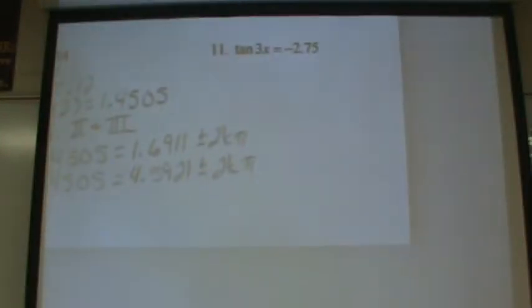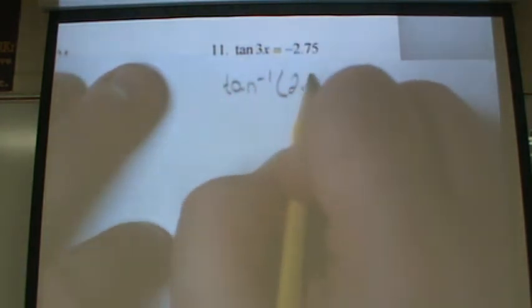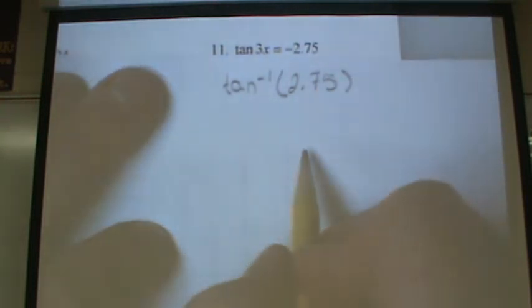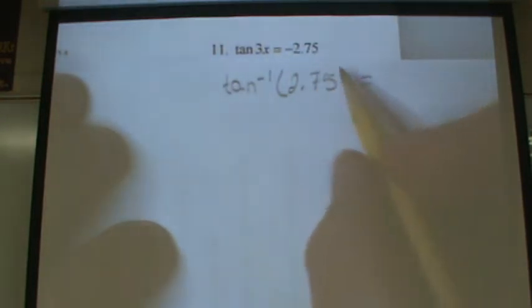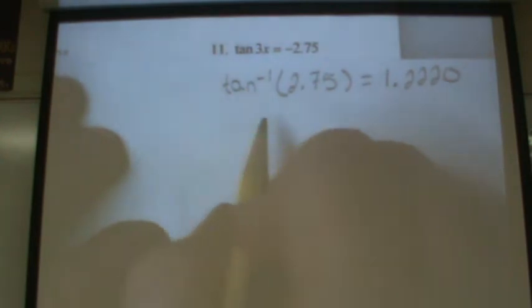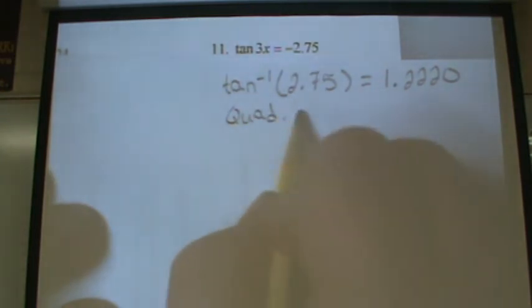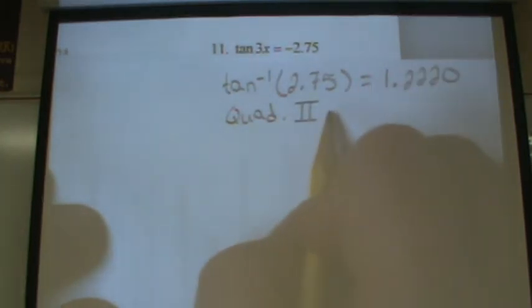And finally for number 11, we're taking the tangent 3x equals negative 2.75. So again, for this one, we're going to take our inverse tangent of positive 2.75, which is going to give us 1.2220. And we have to think, where is tangent negative? So we're looking at quadrants 2 and 4.